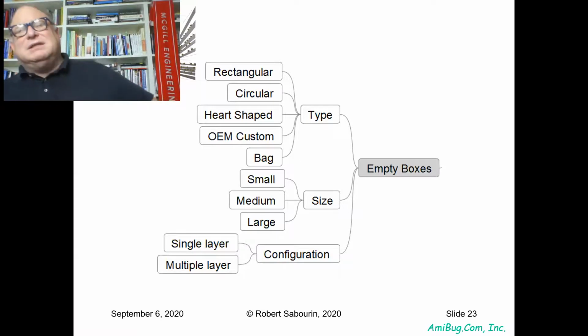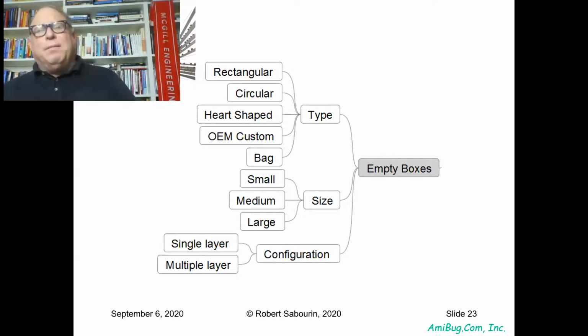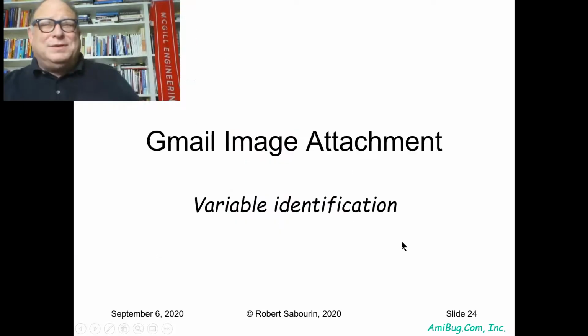The boxes can vary in size. So we have small, medium, large. Those are sizes of boxes. And for the boxes, there's configuration, single or multiple layer boxes. So this is the box characteristics: type, size, and configuration. Those are variables.